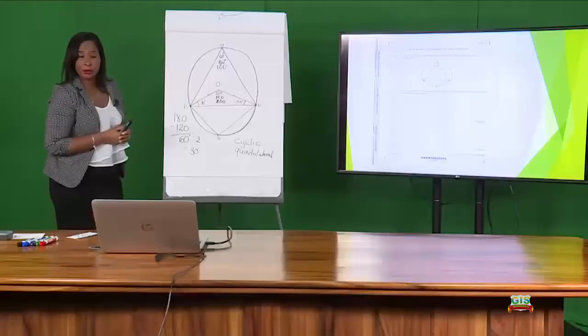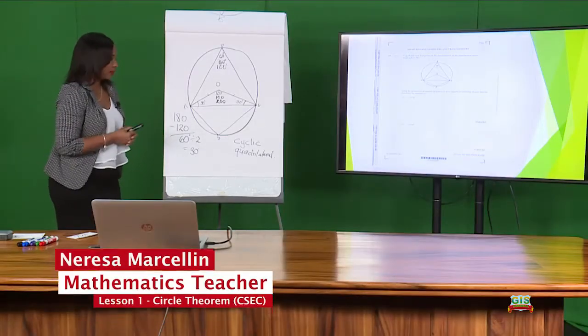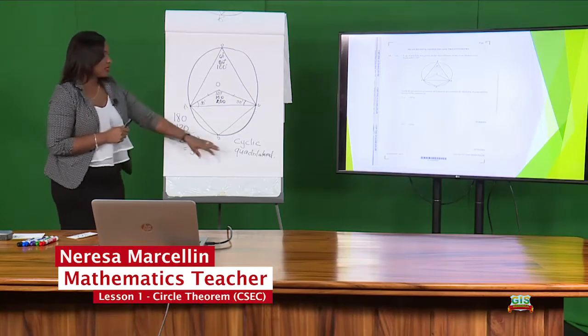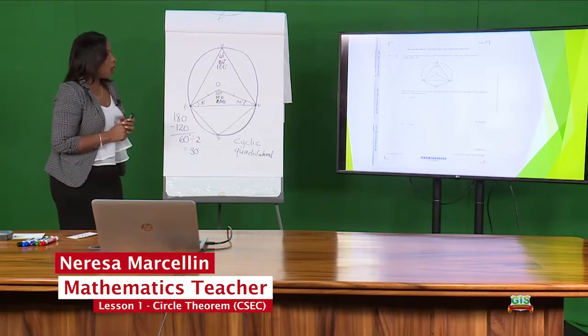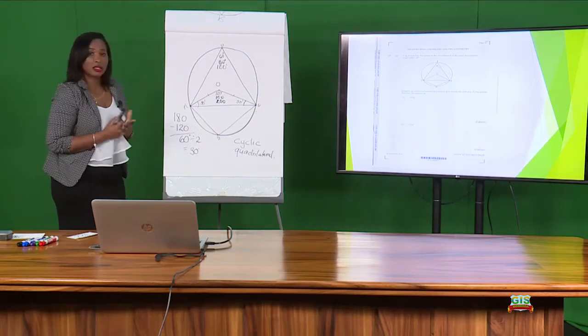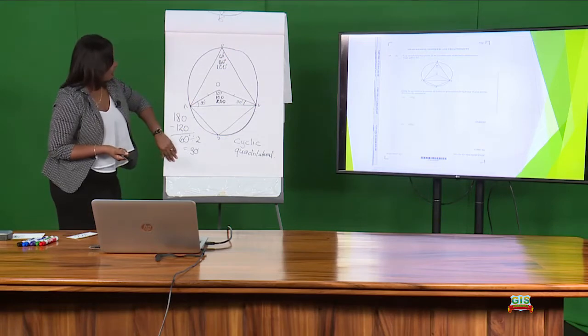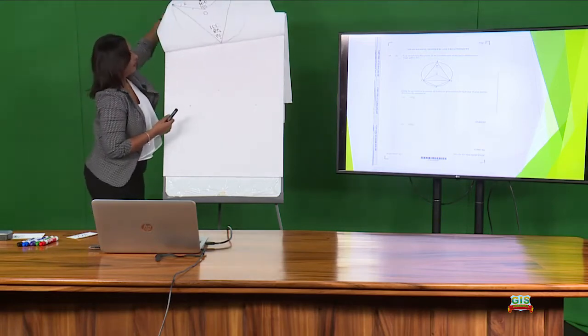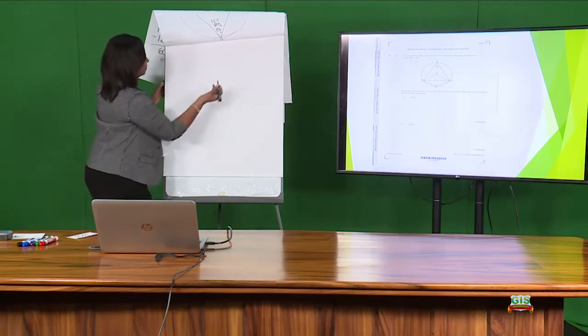Now, what is interesting about that? Why do you need to know that? The most essential thing about this is that the opposite angles in cyclic quadrilaterals are supplementary. Simply mean they add up to 180, okay? If I can just redraw something quickly for you so you can see.